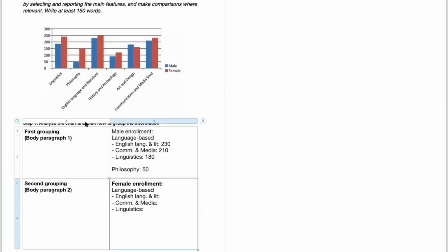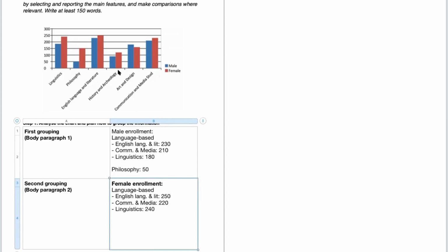So I'm looking at English language and literature. For female, I see that it is right at 250. So I'm going to write 250. For communication and media studies, it looks to be around 220 because it's in between 200 and 250. And then for linguistics, I'm going to look here and it looks like it's right under 250. So it looks to be 240.